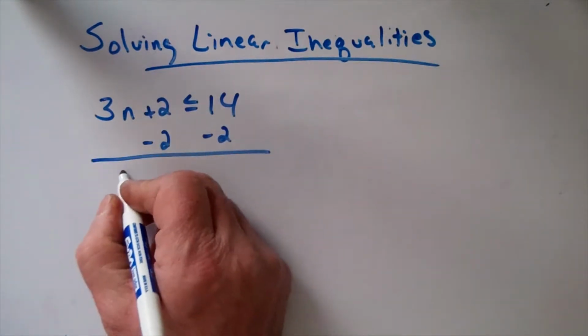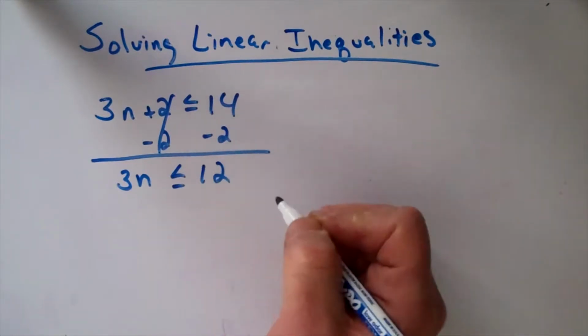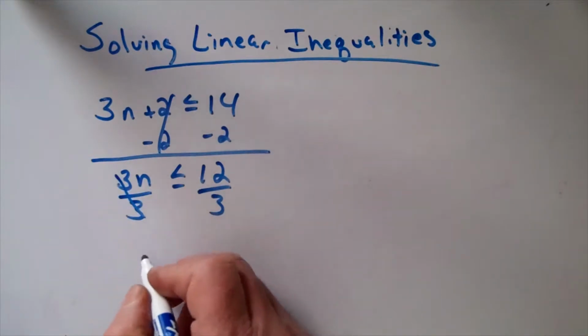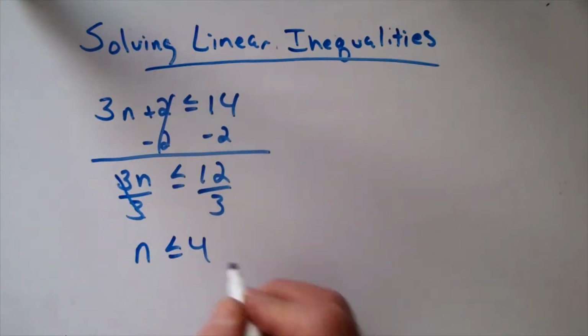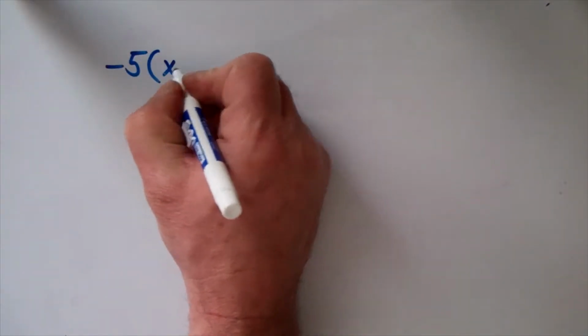Get the constants on one side. Here I subtracted 2 from each side. That leaves 3n is less than or equal to 12. Now divide by 3 to leave that n by itself. And n is less than or equal to 4. And that's all there is. Just like an equation.